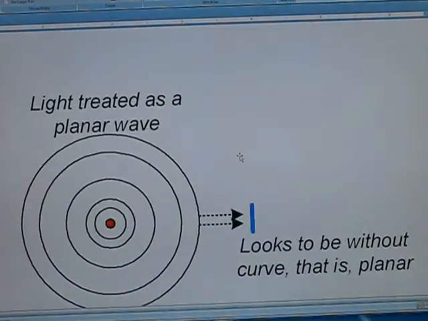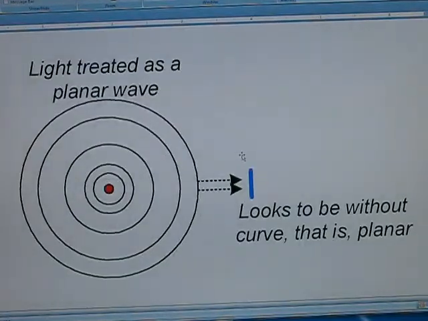Now, for what's coming, we need to be familiar with a planar wave, and this is going to be a light source, and as we can see, the light spreads out from this following the inverse square law. And if we keep going with this, what we can see is a small portion of this will look to be flat. It appears to be without curve, and that's what's referred to as a planar wave.